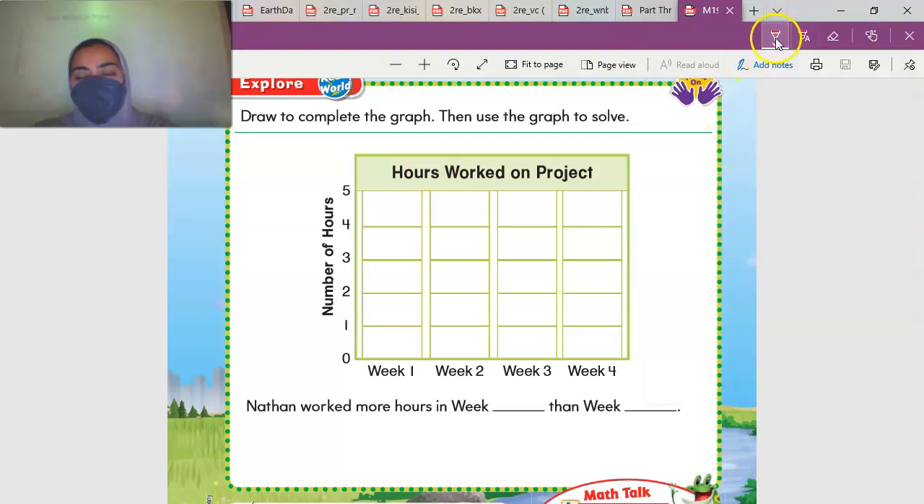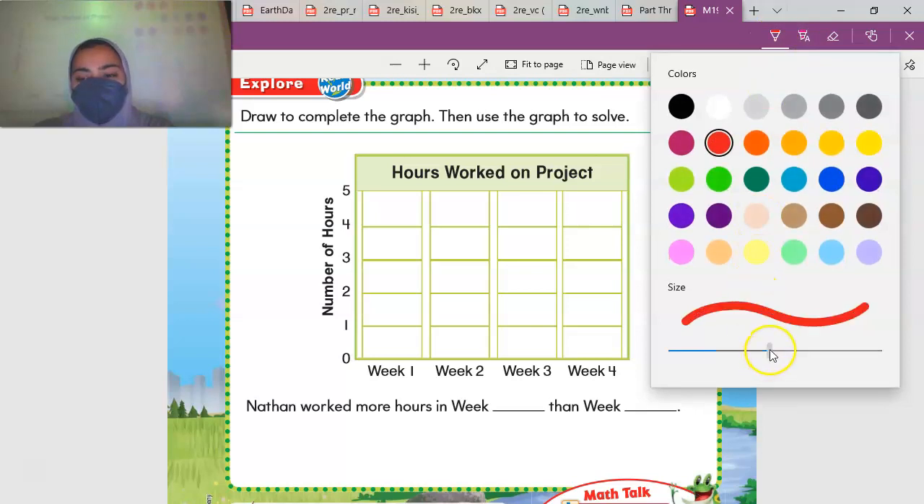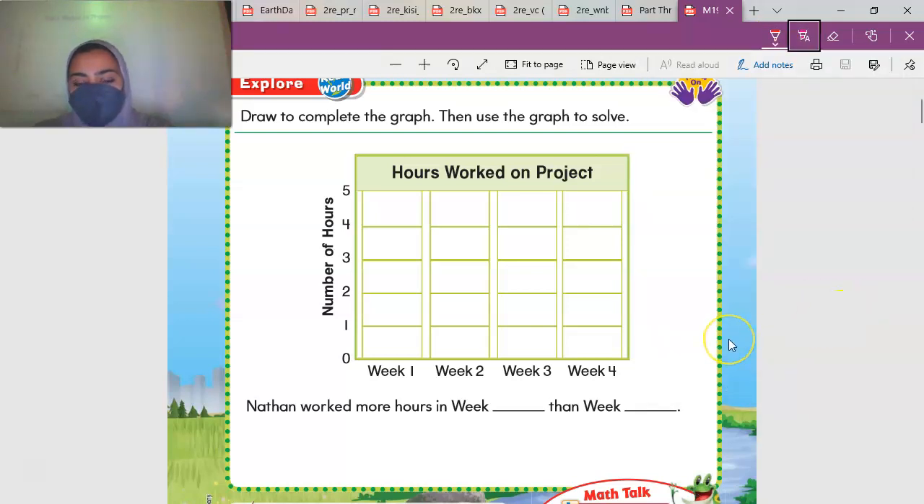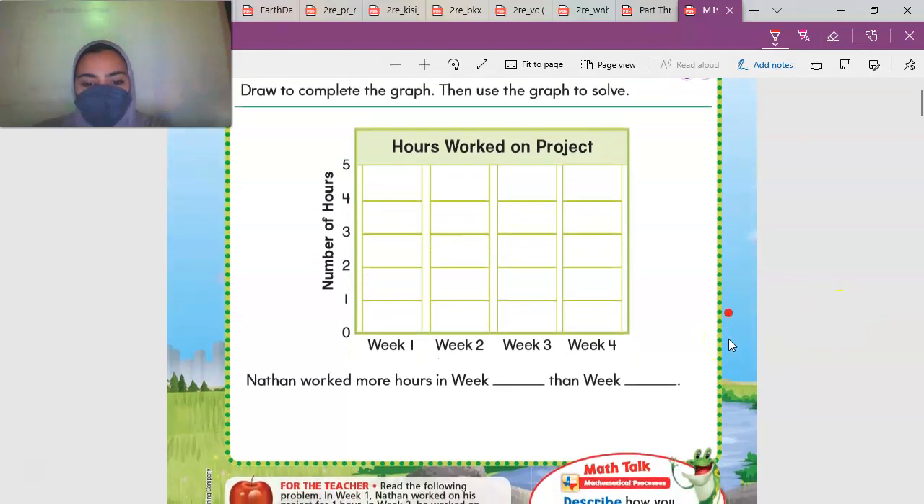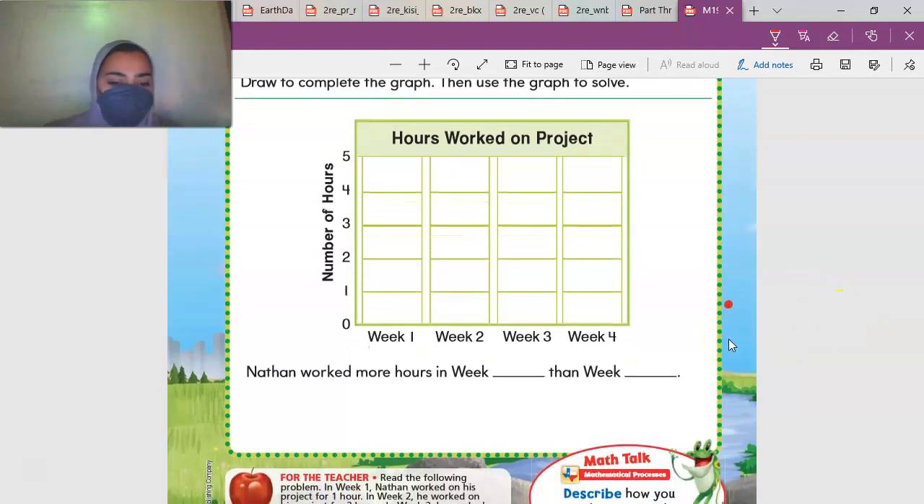Again, when we do bar graphs, it's good to do them in different colors. Each bar a different color. It's easier to read and see that way. Alright, so let's fill in the information. In week 1, Nathan worked on his project for 1 hour. So how many boxes am I going to color in for week 1? 1. Okay, so crowns or color pencils, please do not use marker. It's going to bleed through.